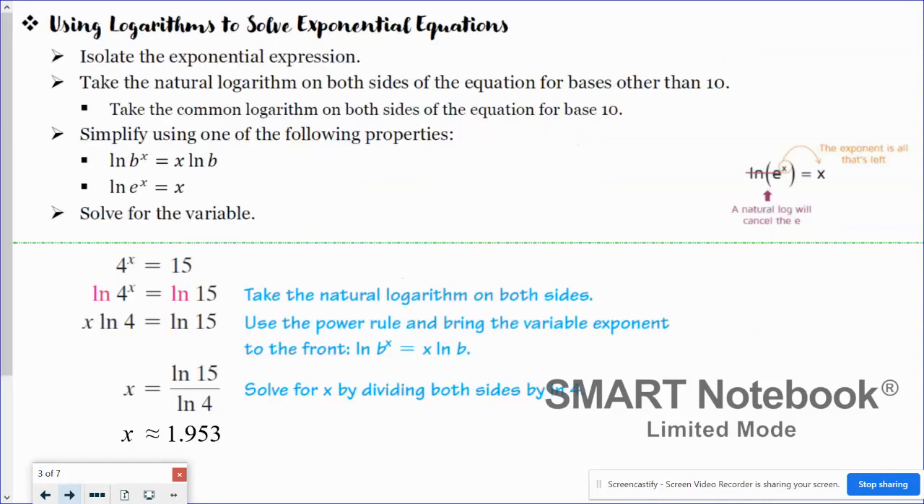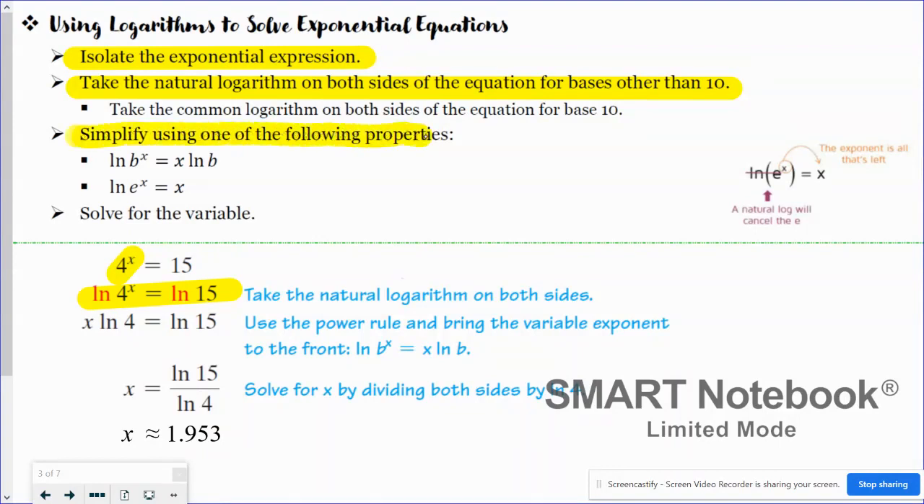Okay, step one is to isolate the exponential expression. So get b to the x power all by itself, if necessary. In the example below, it's not necessary. My exponential expression is already isolated, but that's what you want it to look like. Step two, you want to take the natural log of both sides of the equation. Okay, and so notice that's what they did. They took the natural log of 4 to the x, they took the natural log of 15. So this will undo your exponent.